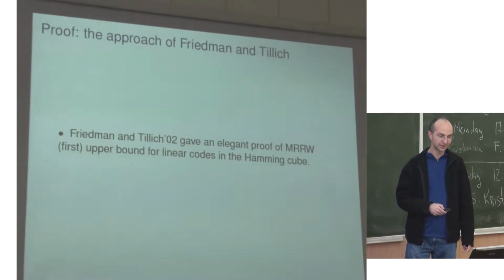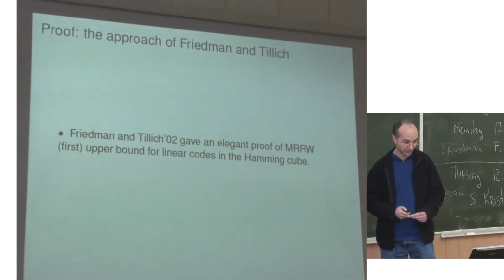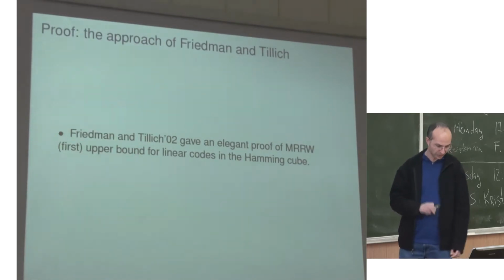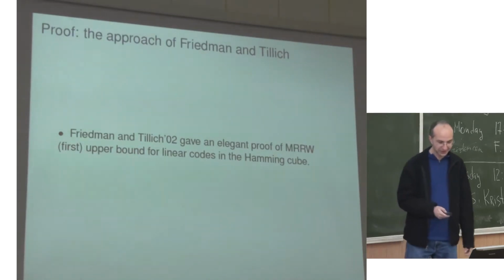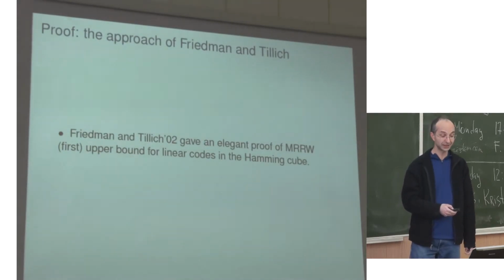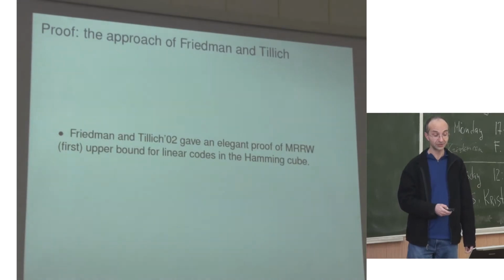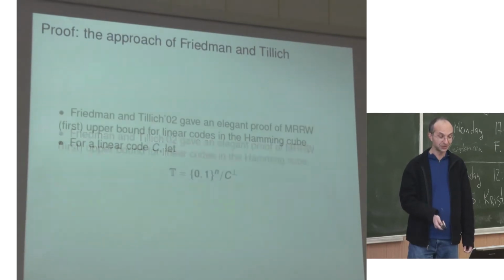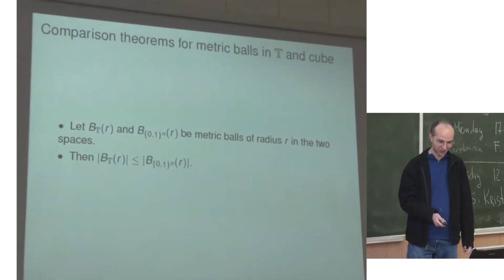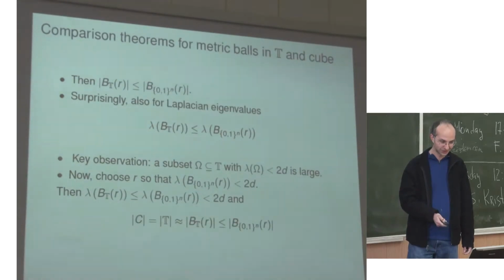So okay. So the proof starts with a paper, a very nice paper from 2002 by Friedman and Killich, and I expected they won't have time. So they gave a very nice and elegant proof of this Makevich, Rodovich, Ramsey, and well, first upper bound for linear code to N cube. I have the proof here. Let me just go. I won't have to present it, but this was it.